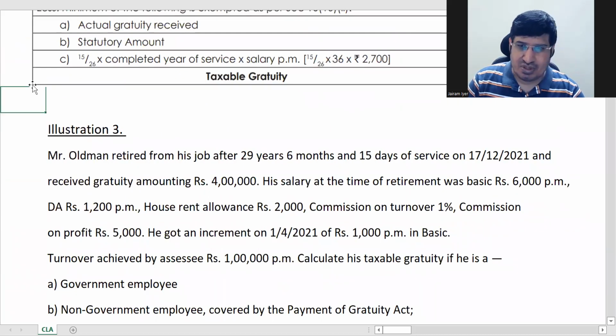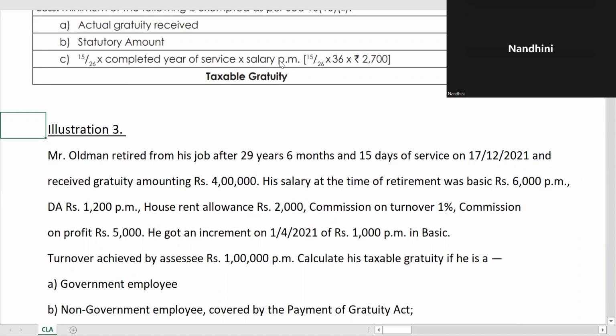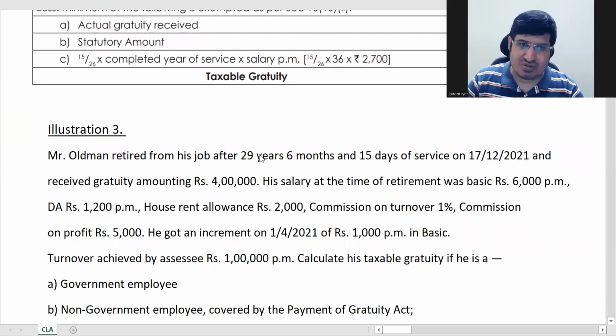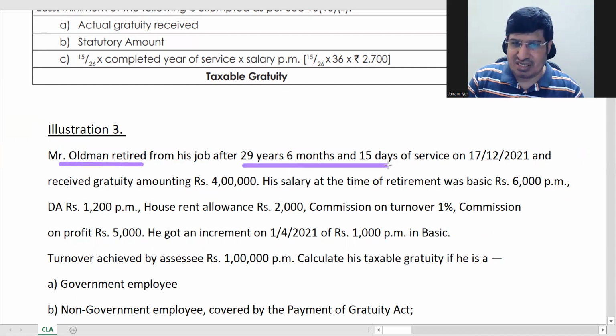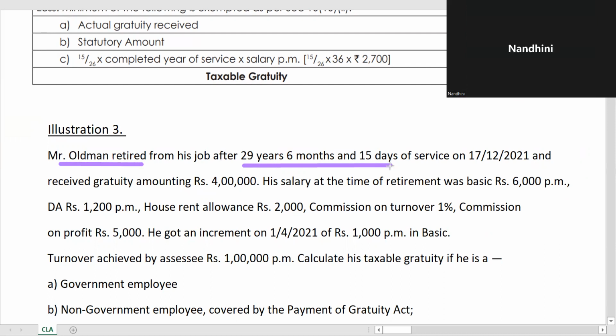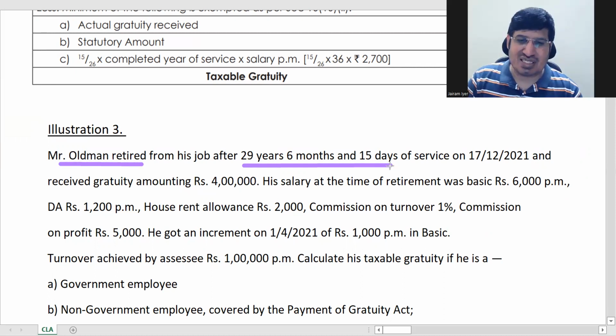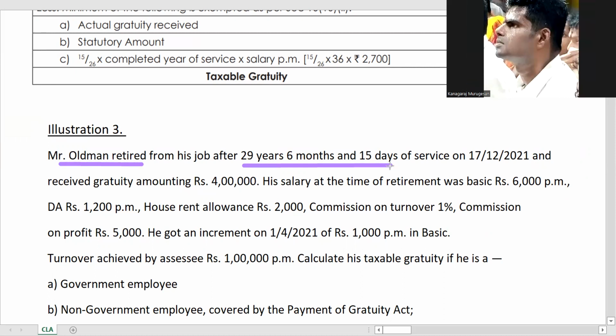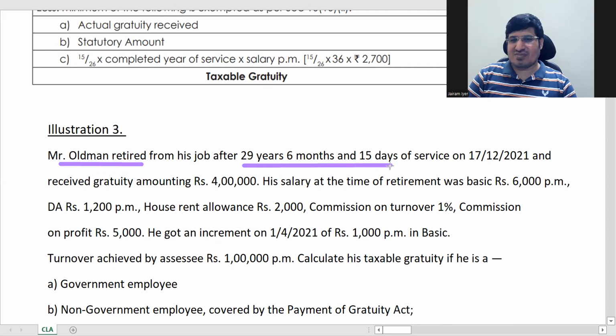Next problem. You can do one more problem. So this problem says Mr. Oldman retired from his job after 29 years, 6 months, 15 days. Will you consider it as 29 years or 30? 30 years. But I did not say whether it is covered by the Payment of Gratuity Act. If covered by the Payment of Gratuity Act, it means 30 years. Otherwise, 29 years.